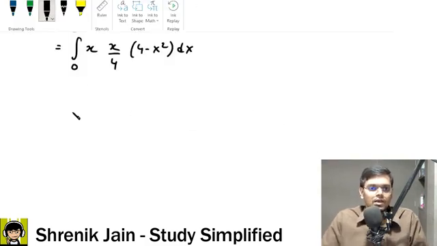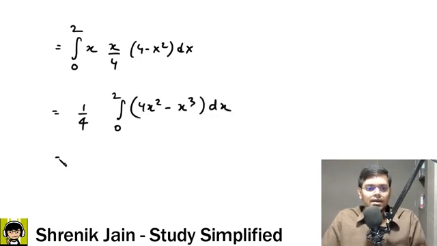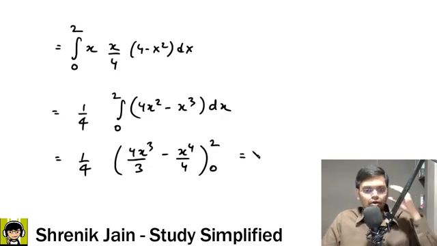So yes, here Teja, we have to say that 1 by 4 is a constant outside. Integral 0 to 2 of 4x square minus x cube dx. So simplify and get the answer. 1 by 4 into 4x cube by 3 minus x to the power 4 by 4, upper limit 2, lower limit 0. So upper limit minus lower limit, you will get the answer. Yes or no? Guys, tell me in the comment section. Yes or no?